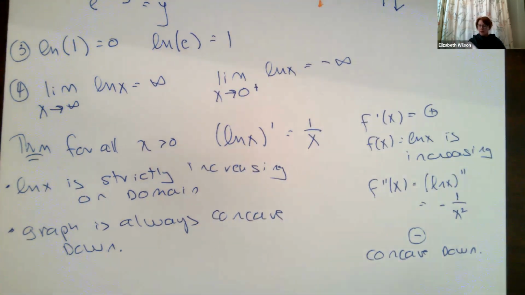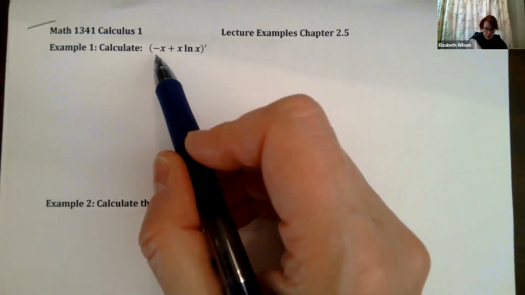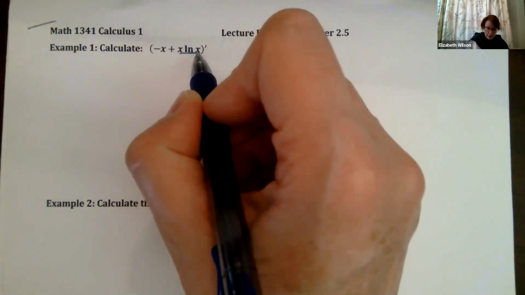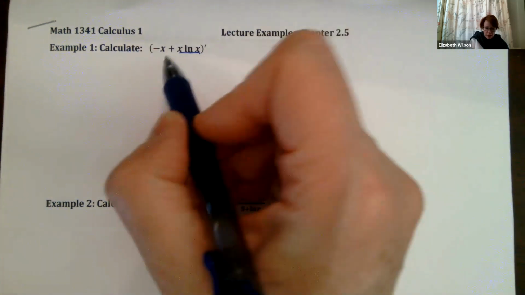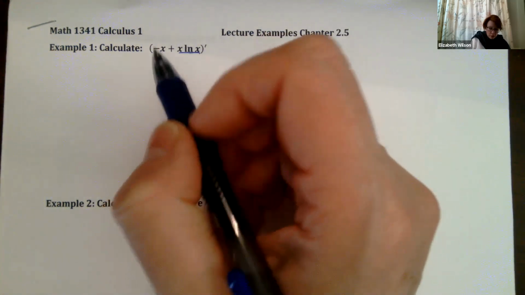So I've got my lecture examples for chapter 2.5. This should be up on our Canvas page. So I'm looking at example number 1. I want to be able to calculate the derivative of minus x plus x ln of x. This right here, I'm going to have to do the product rule on. So let's think about that one. This I can just take with the generic power rule, okay, but this one I have to do the product rule. So let's go ahead in pieces.